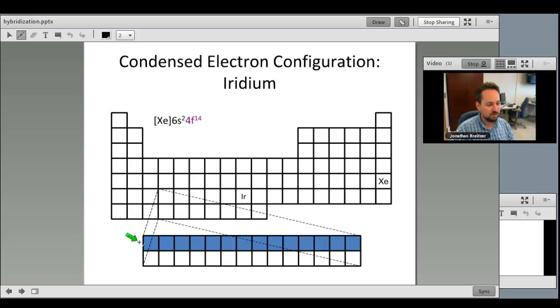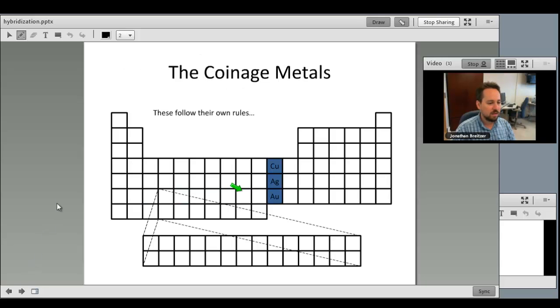Remember, this is the lowest f you can have, which is 4f, and just know there's 14 elements there. Don't bother counting them, you know there's 14. And then after that, pick it up and go up to the 5d. This is d1, d2, and so on, until you get up to the element, d7. Okay, and that's how you do electron configuration. So that's a condensed electron configuration. And for the final exam, you're going to be expected to know condensed electron configurations. Now, for coinage metals, these follow their own rules.